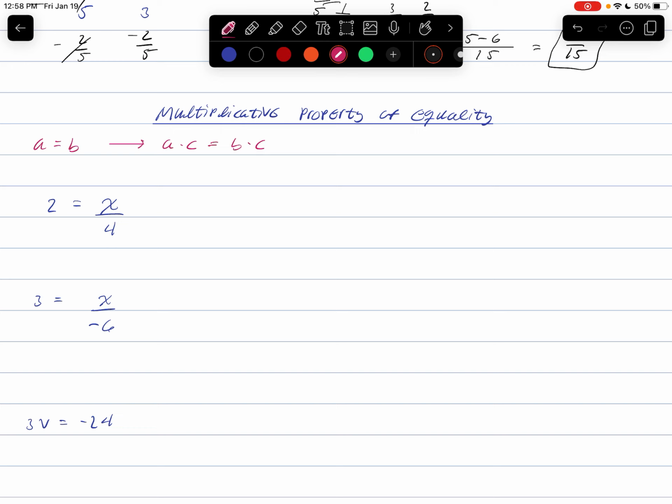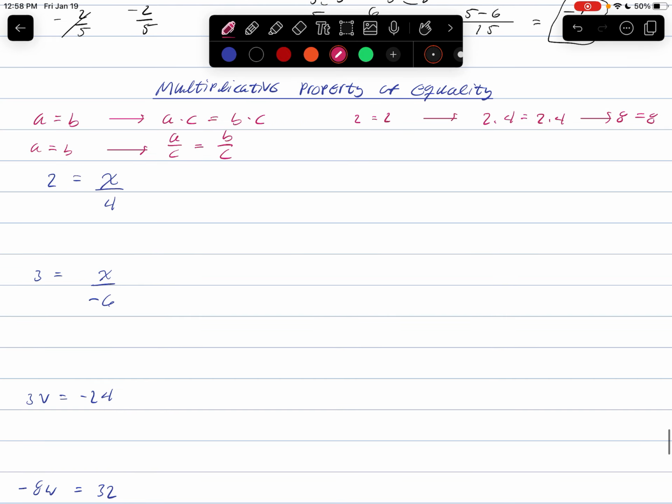To see an obvious example of that, if we have 2 equals 2, and then we have 2 times 4 is equal to 2 times 4, we get 8 is equal to 8. This also works with division. If we have A is equal to B, we can divide both sides by C as well, as long as we're not dividing by 0. And we're still going to keep that equal sign.